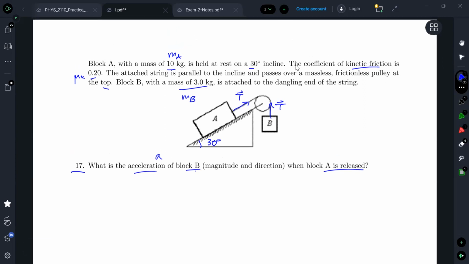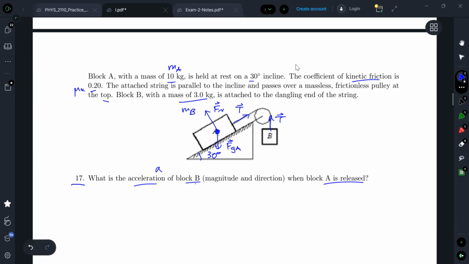So once block A is released, there's nothing holding it down. It's just going to move as it would based on the forces acting on it. So we've got gravitational force, maybe call that FGA. We've got the normal force from the ramp. We've got the kinetic frictional force. Now, I don't know which way this force is going to act. So I have to make a choice.